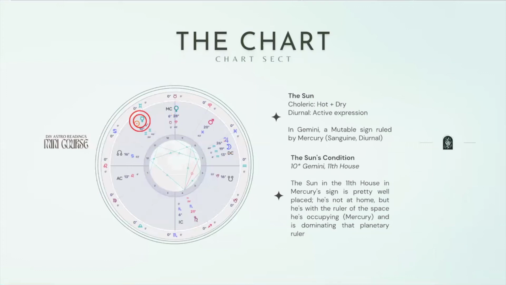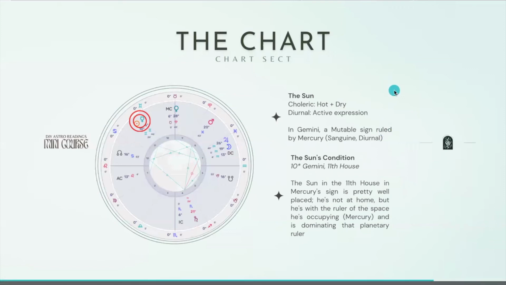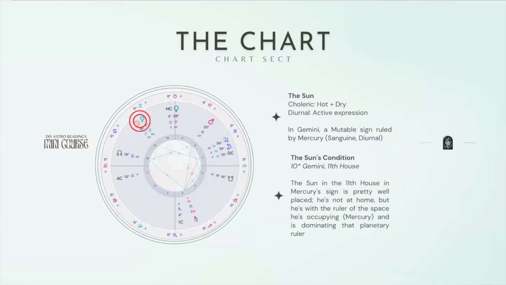So because this is a diurnal chart, because the sun is a big figure in the chart in more ways than one, if this was your chart, I would say, let's look at the sun. Let's see how you connect with the sun, and what your relationship to communicating with an audience might look like. So the sun, we know, is choleric. It's hot and dry. It's diurnal, which represents an active expression. And it's in Gemini, which is a mutable sign ruled by Mercury, which is sanguine, so not quite as dry. It's more of a moist or fluid manifestation.